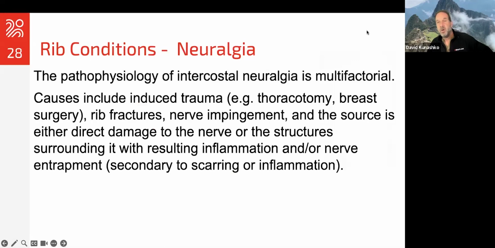It could be due to trauma, it could be secondary to surgery, it could be due to rib fractures, nerve impingement, anything that kind of makes sense that they might have inflammation where that intercostal nerve is originating out from the spinal cord.